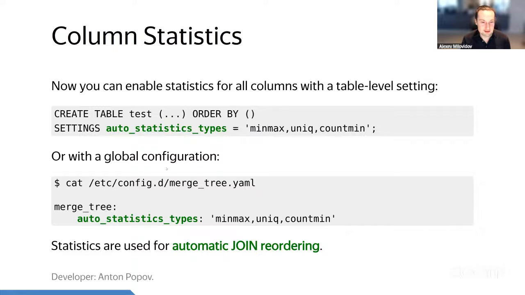Or you can do even more. You can modify the global server configuration with the configuration file and specify that now every merge tree table should have automatic statistics for all the columns. And these statistics could be used for automatic join reordering that we introduced in the previous version, 25.9.